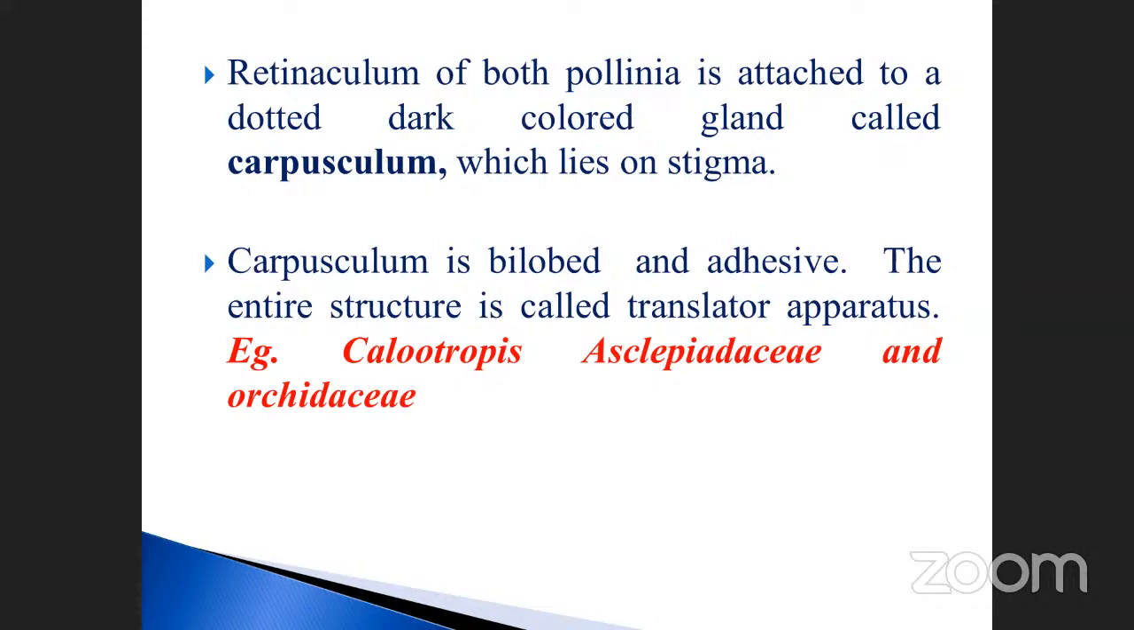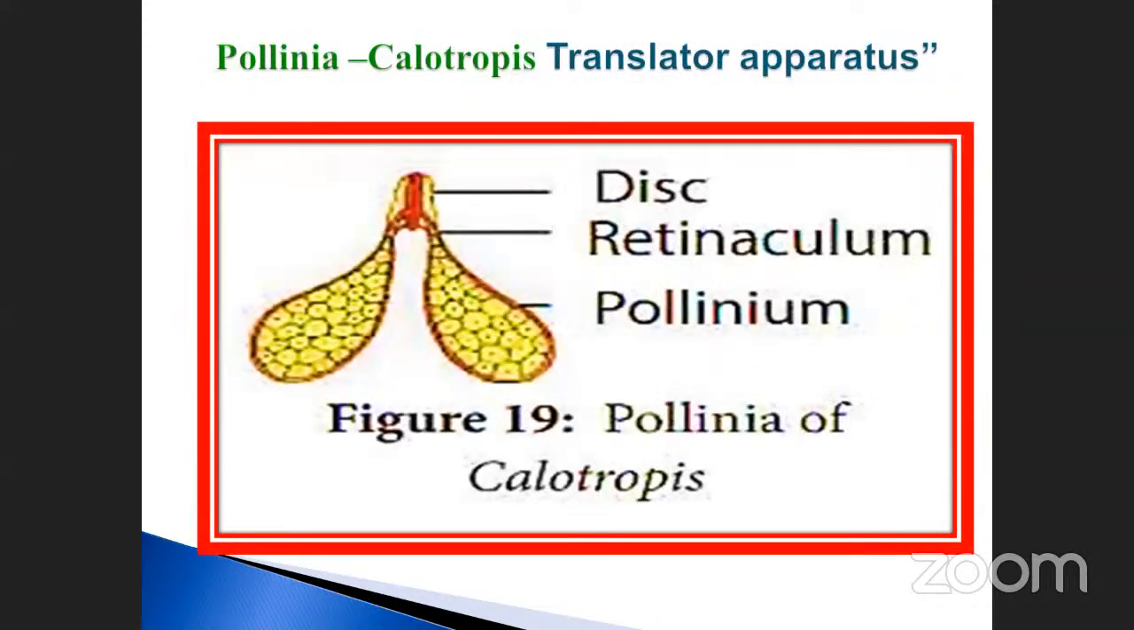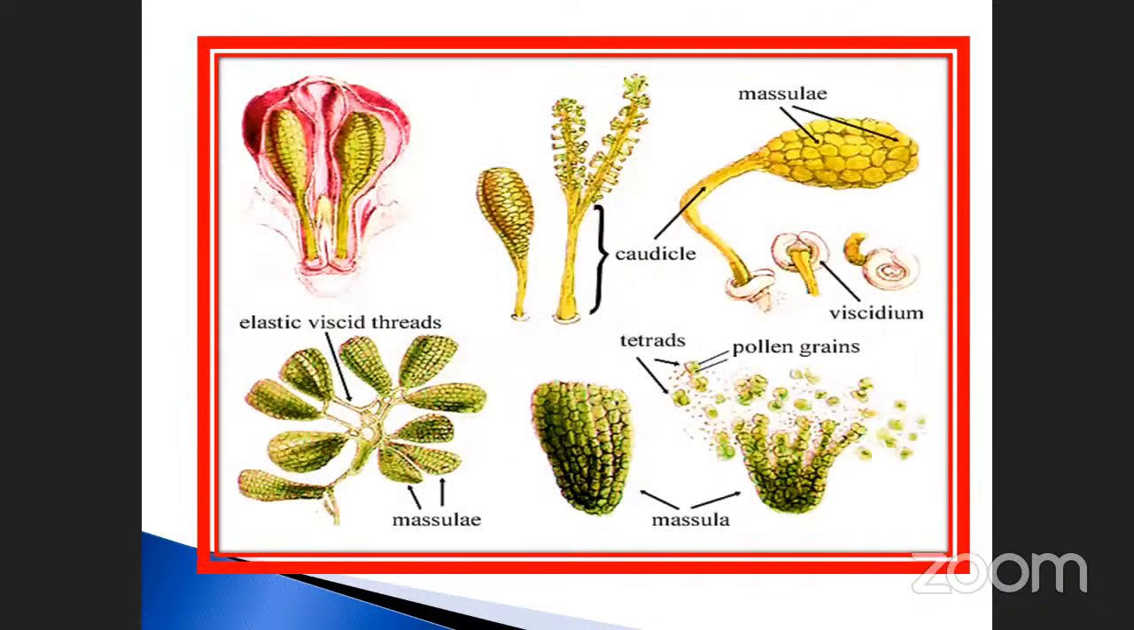What is the next one? This is a structure: pollinia, Calotropis, translator apparatus. There is a disc, we already discussed these things. This structure is called the retinaculum. This is the pollinia. Pollinium, single pollinium. Pollinia, plural. You know the difference between these two. It is mostly present in Calotropis. See, this is the entire structure. This is called what?